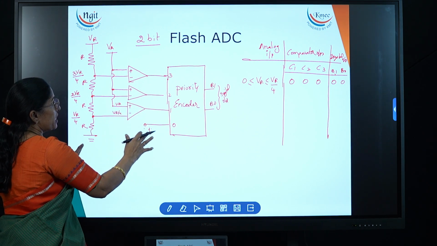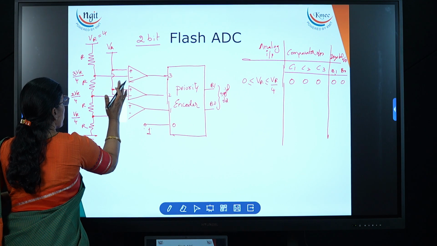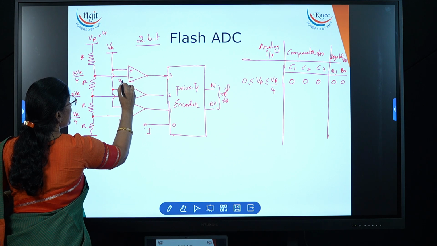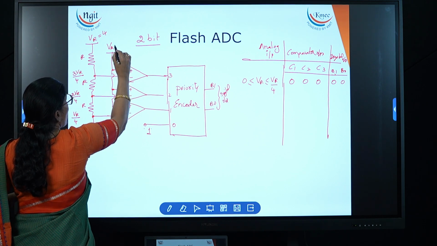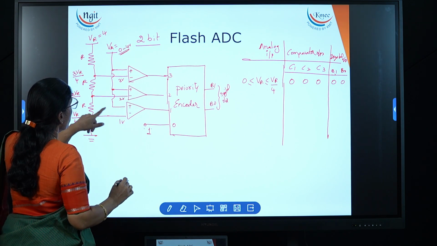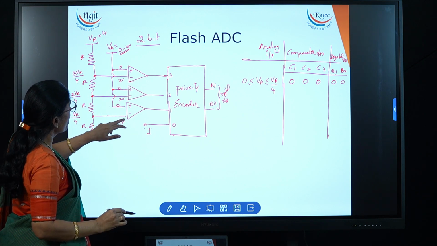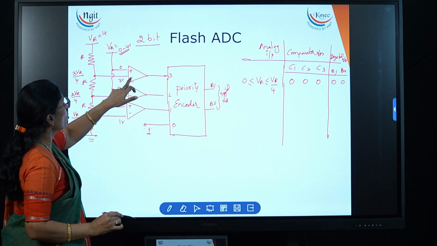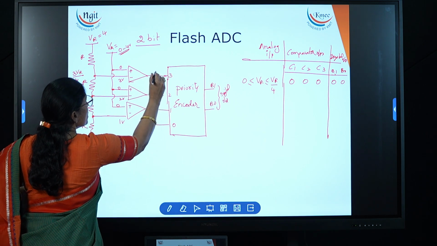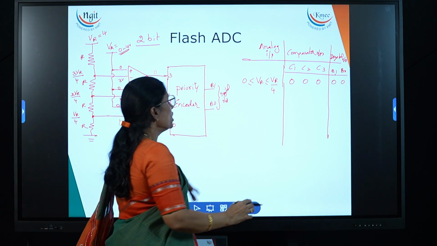Now, to understand the concept, I will take V reference equal to 4 volts. Then what is the voltage at these comparators? Here it is 1 volt, here it is 2 volts, here it is 3 volts. Now if the analog voltage is varying from 0 to 4 volts, let me take 0 volts. Which voltage is more here? The negative terminal voltage is more in all three, thereby we get the outputs 0, 0, 0. If the priority encoder inputs are all 0, then it will give the 0, 0 output.